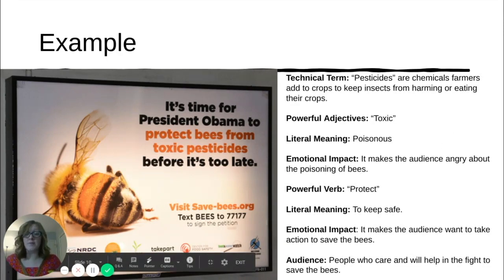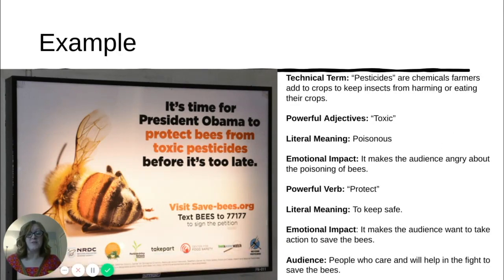The technical term that I must understand for this advertisement is pesticides. Pesticides are chemicals farmers add to crops to keep insects from harming or eating their crops. A powerful adjective that you may find is toxic. The literal meaning of the word toxic is poisonous. It provides emotional impact because it makes the audience angry about the poisoning of the essential bees.